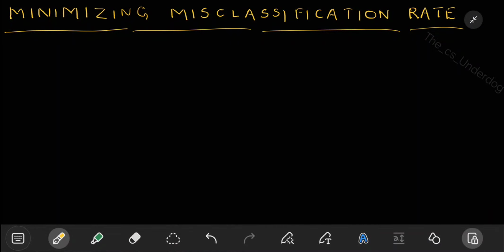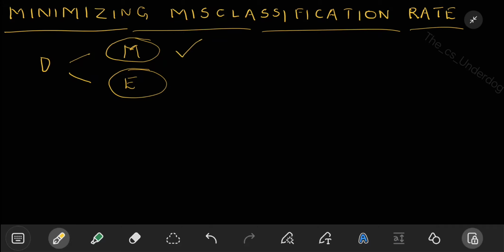Minimizing misclassification rate. In the previous lecture on decision theory, we ended the discussion saying that in order to make the decision, we had two different methods. One is minimizing misclassification rate, and the other one is minimizing expected loss. So we'll look into both these approaches separately. Here, let us see into the first approach, that is minimizing misclassification rate.